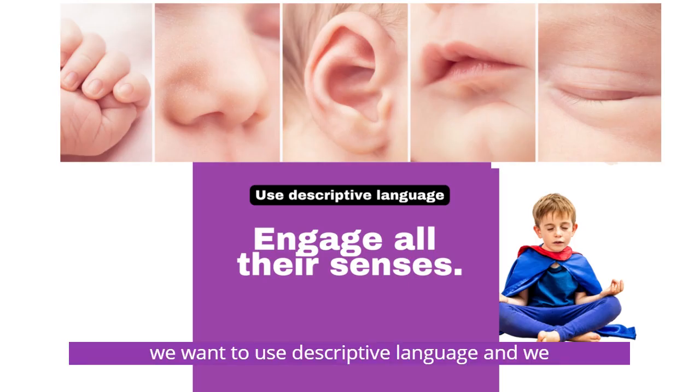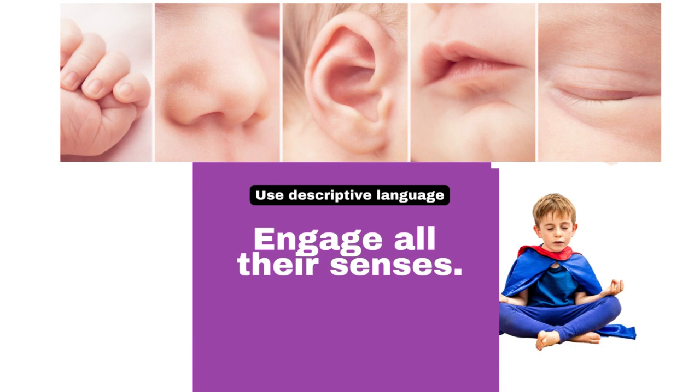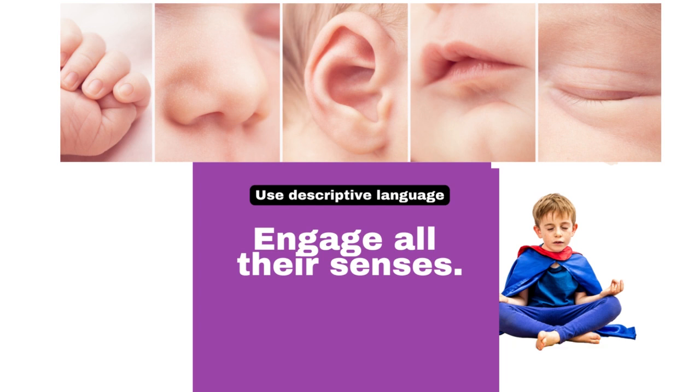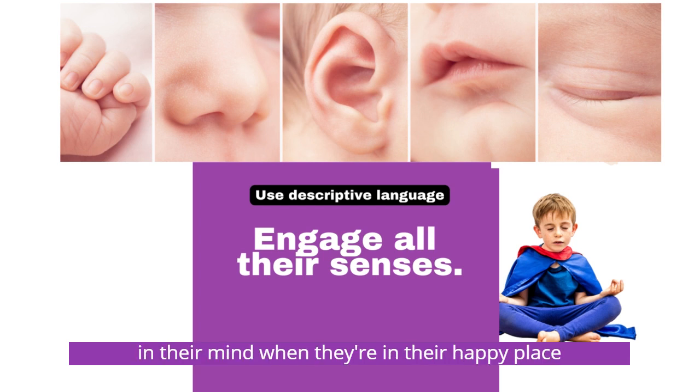We want to use descriptive language, and we want our child to engage all their senses. So you want them to visualize that happy place by using descriptive language, like what colors can they see? What smells can they smell? Any textures that they might have experienced when they went to that environment. Encourage your child to engage every sense. We want them to taste things. We want them to feel and hear what's going on in their mind when they're in their happy place.